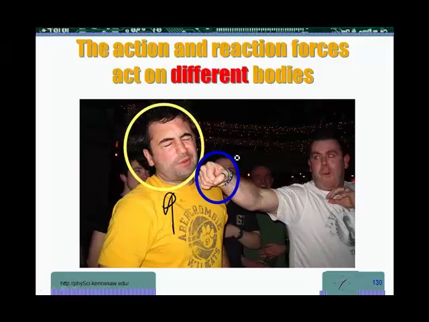The action affected the Yellow Shirt person. The reaction affected the White Shirt person. They acted on two different bodies, not the same object. That's very important. Okay. When a force acts on an object, it affects it. If it does not act on it, it does not affect it. The reaction, for example, does not affect the yellow person. It affects the white person.